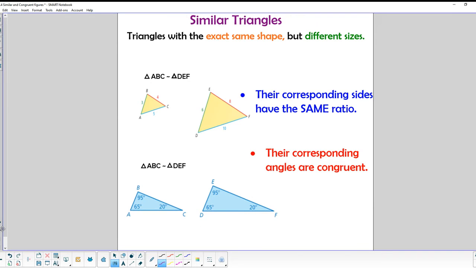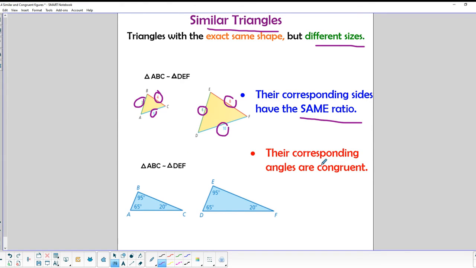Okay, triangles with exactly the same shape but different sizes are called similar triangles. And so their corresponding sides, if they are similar, have the same ratio, which means, for example, this side over here is twice as big as this side. Comparing the other 2 sides, this side right here is twice as big as this side. And the third side right here is twice as big as this side. So that means that they have the same ratio, they are similar.